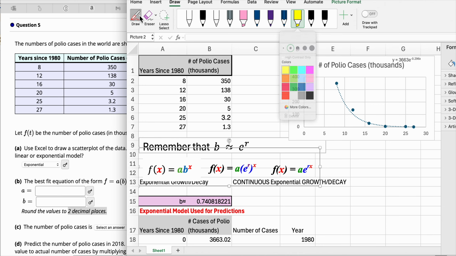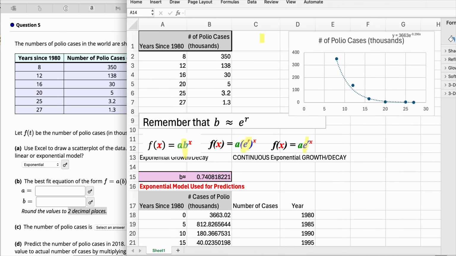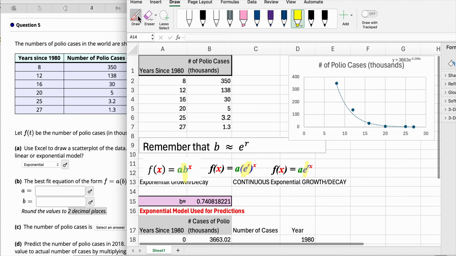is my growth factor. When I'm talking about continuous growth, I still have a as my initial amount, but you see here, e to the r, e raised to the rate, is approximately equal to b. All right, so if I want to get b, I've got to convert that e to a b.